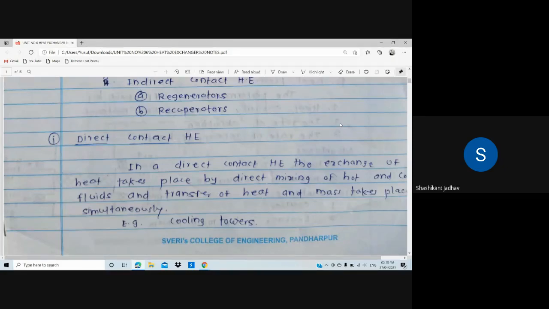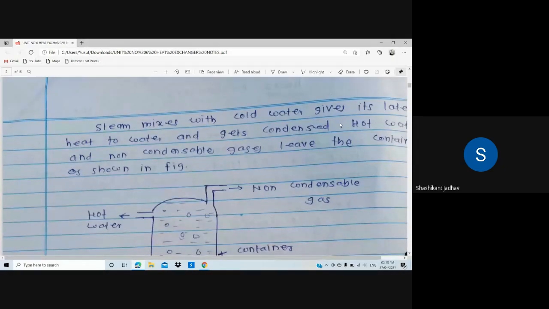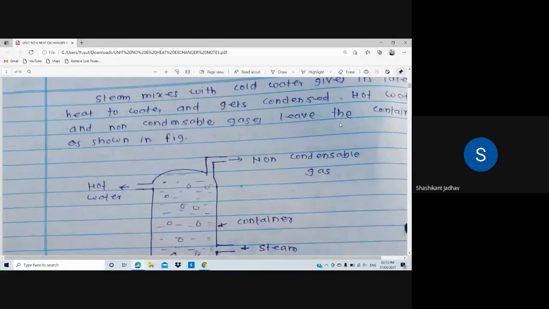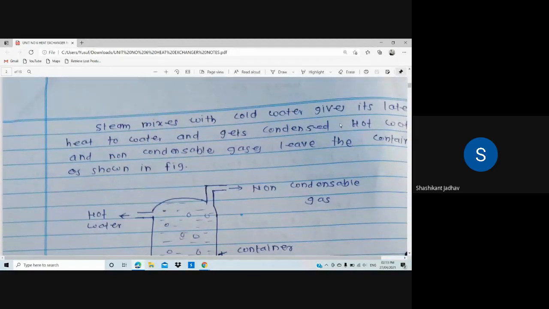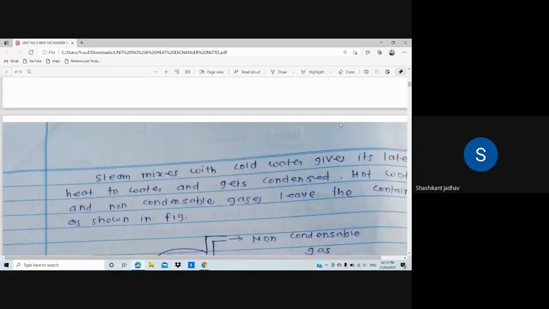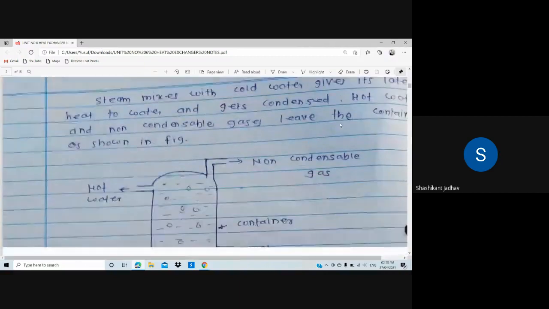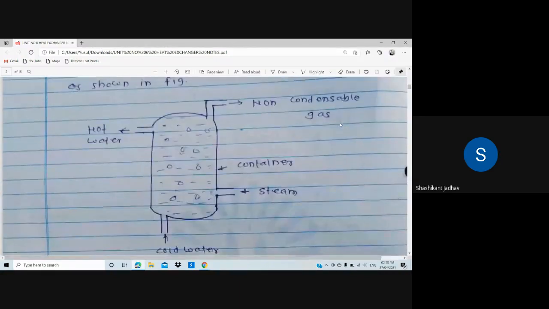Yes sir, next slide. Okay, so we have taken one example for that. So take it at the upper side. That diagram will be visible to all.